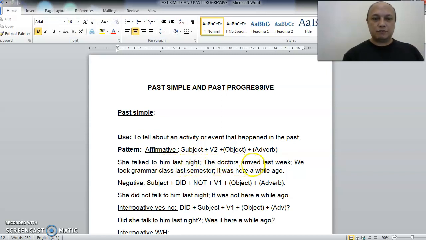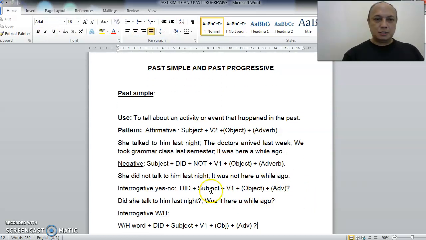The doctors arrived last week. The doctors is the subject, arrived is verb 2, last week is adverb of time. Okay. For the negative, you have the subject plus did plus not plus verb 1. Notice that now it changes into verb 1. And then object and adverb if necessary. For example, she did not talk to him last night. It was not here a while ago. Okay, that's the example.